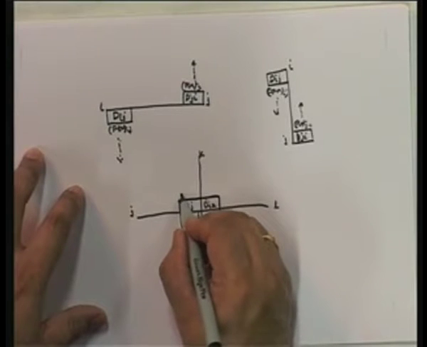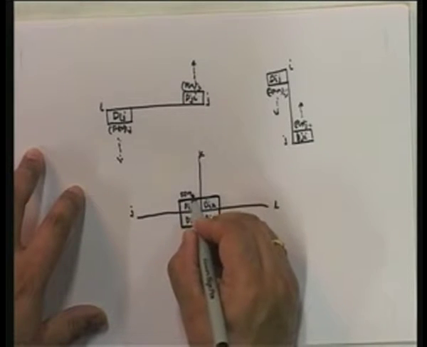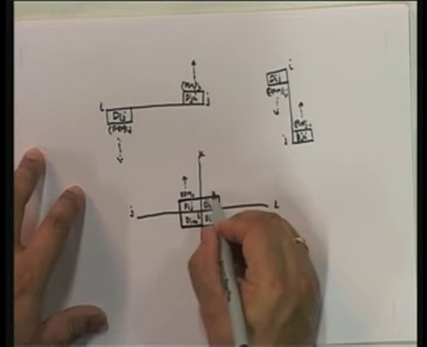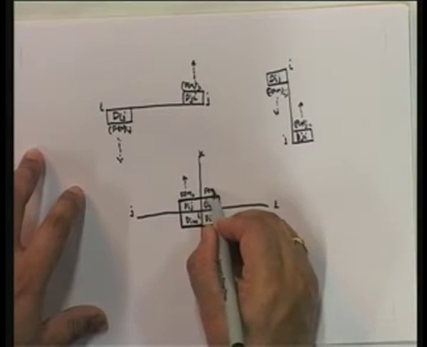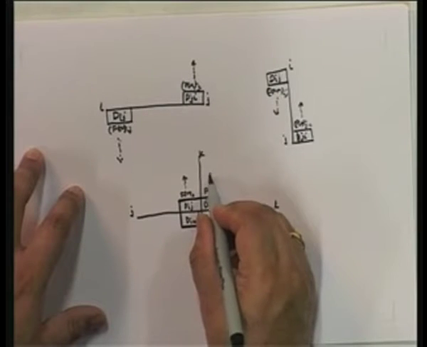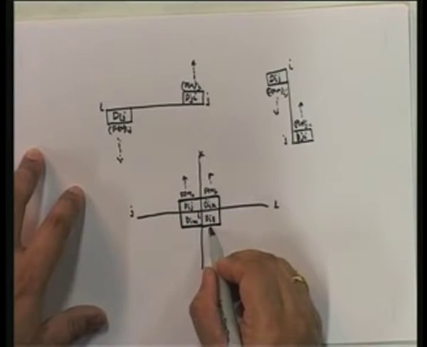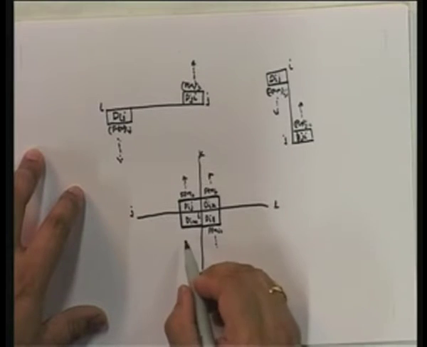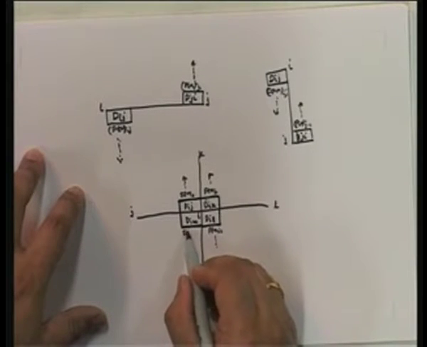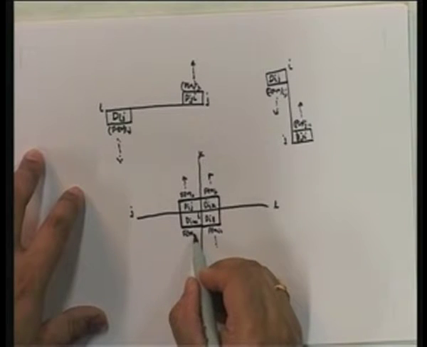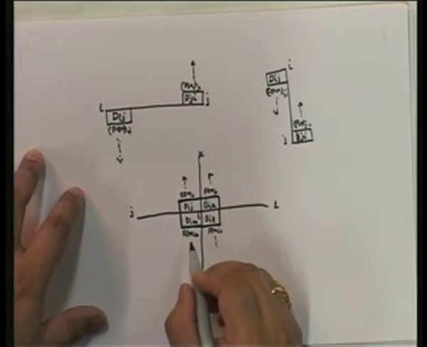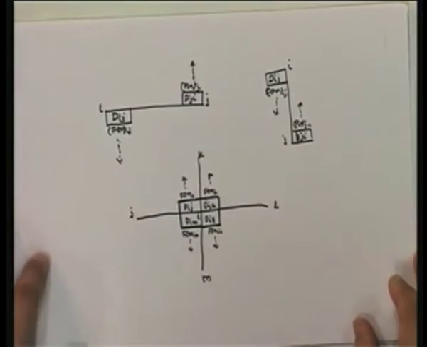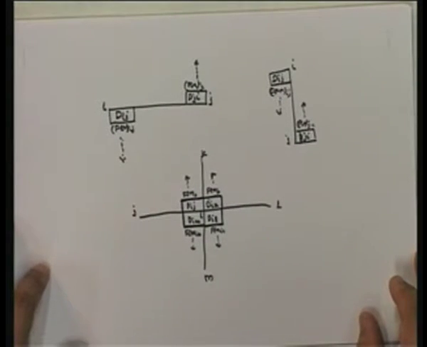And this way you have FEM IJ going up this way. You have FEM IK going up this way. You have FEM IL going down this way. And you have FEM IM going down this way. Okay? So this is the bookkeeping notation.